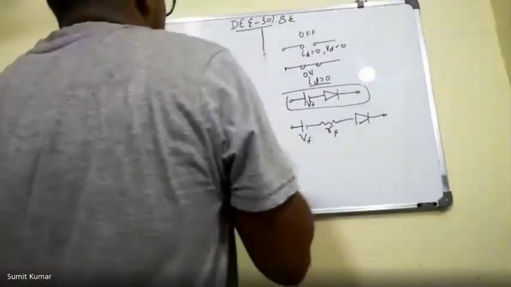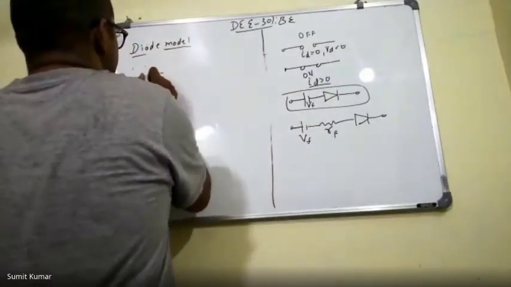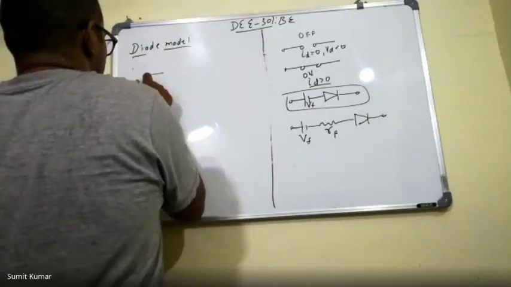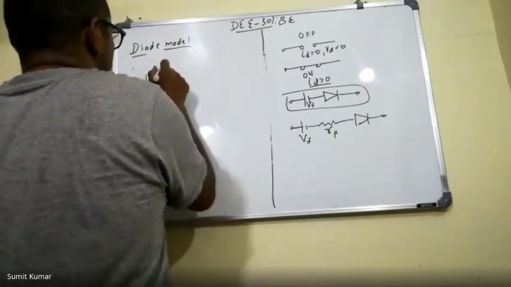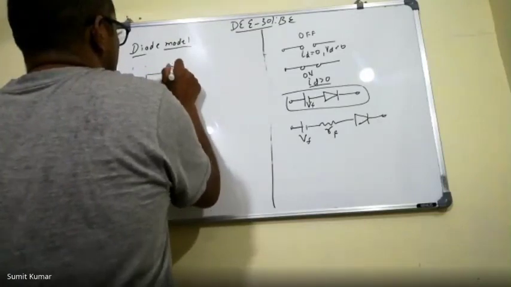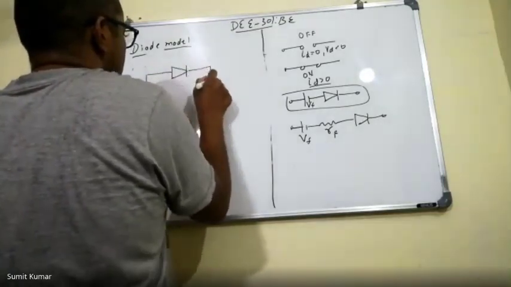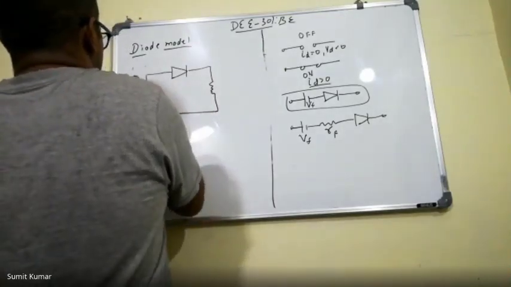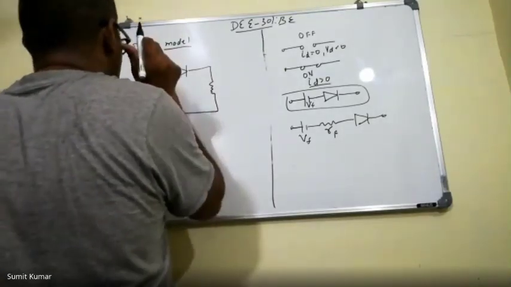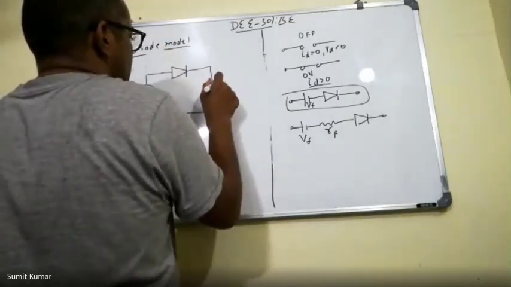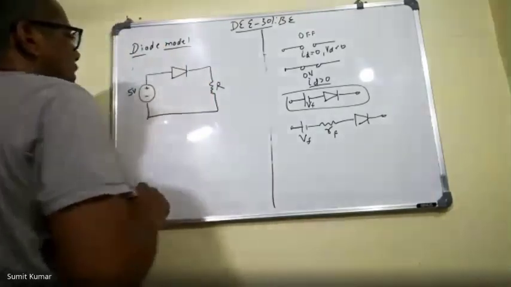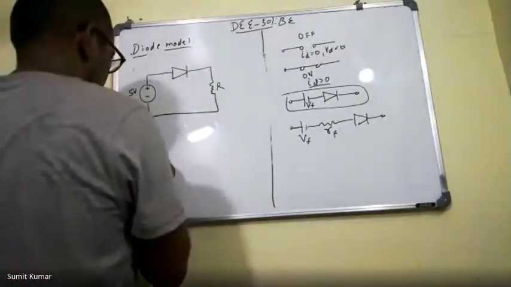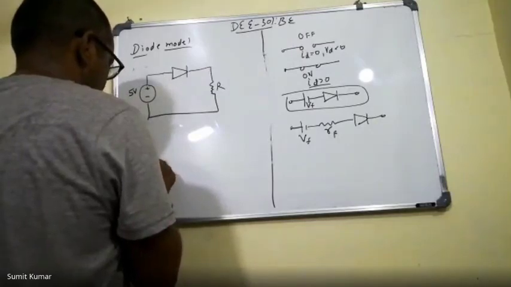Okay. So the problem was this: we have a 10-volt source, a 5-volt source, and there is a diode and a resistor there, and this is a 5-volt source. Let us assume this resistor is R. And there is one more problem where this battery is reversed.